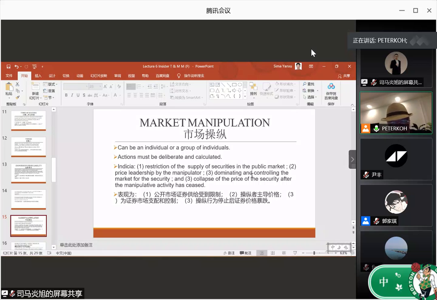Then, what are the characteristics? What conditions are needed? One, restriction on the supplies of securities in the public market. It means that they create a situation where the shares of a certain company become fewer and fewer, or they change the price by manipulation. They dominate and control the market for the particular security. Then there's a sudden collapse of the price of the security after the manipulative activities have ceased. They can create a sudden collapse of the price deliberately, or they can create a shortage of the securities, that is, the shares of a listed company, right? The purpose is market manipulation, dominating and controlling the market for the security. Number 16, please.